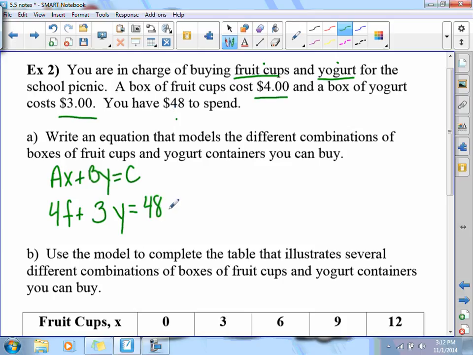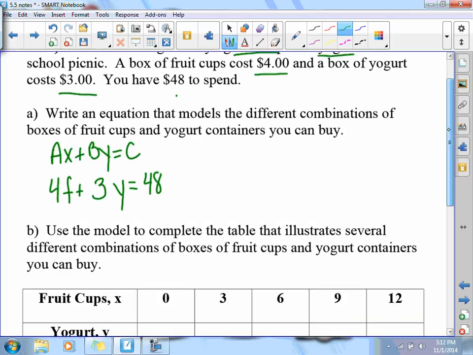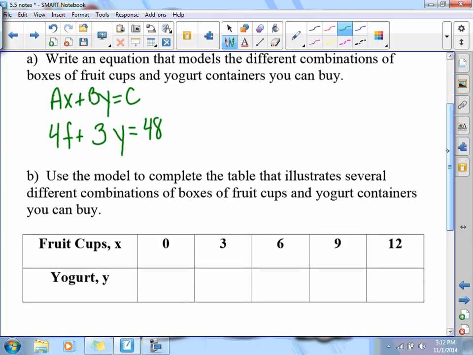Okay? And we've seen these types of problems before earlier in chapter 1, so we're kind of revisiting these again. And then in part B, now that we have our equation, they're going to have us use it. So it says use the model to complete the table that illustrates several different combinations of boxes of fruit cups and yogurt containers that you can buy.